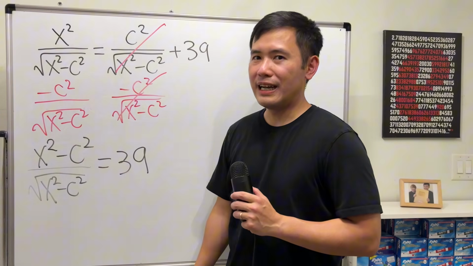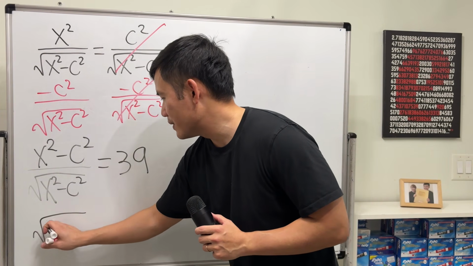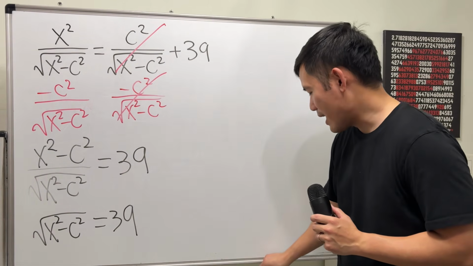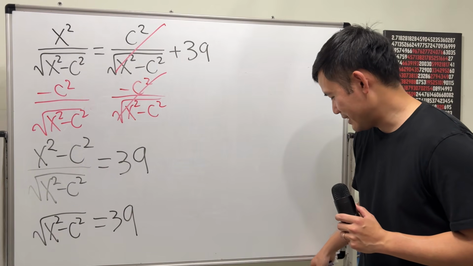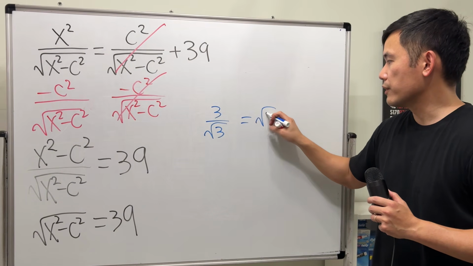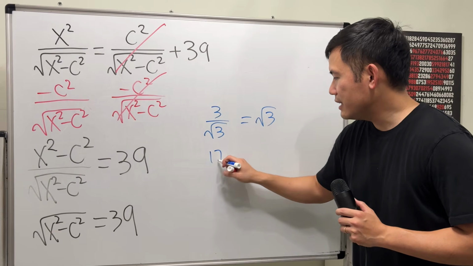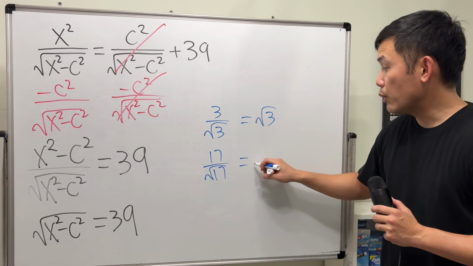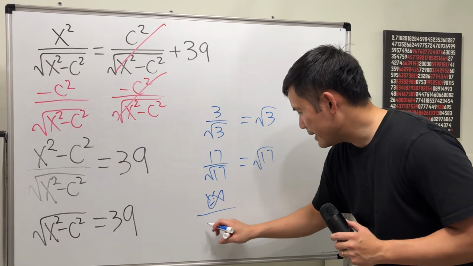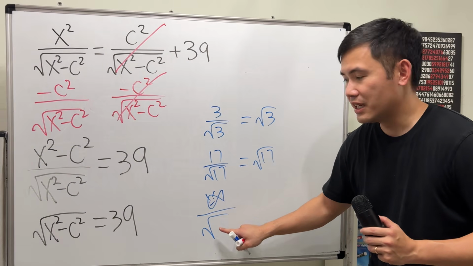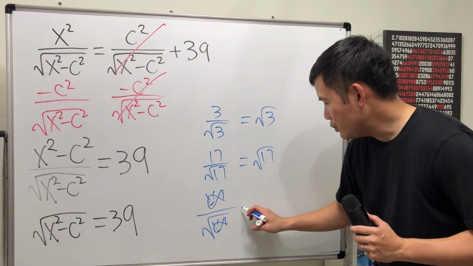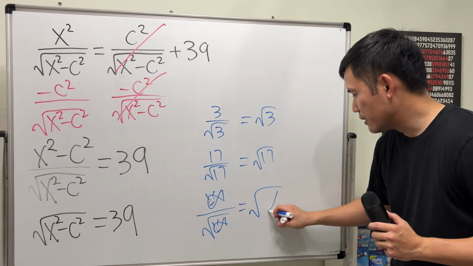When we do this divided by that, we are just going to get the square root of x squared minus c squared, and that's equal to 39. Why? Let me just run through some examples real quick with you guys. Here, if we have 3 over square root of 3, that is just going to be square root of 3. Done. If you have 17 divided by square root of 17, that will be square root of 17. If you have a fish, like this, divided by square root of a cat, well, that wouldn't work. It has to be the same fish, like this. Then what you are going to get is what? Square root of the same fish.